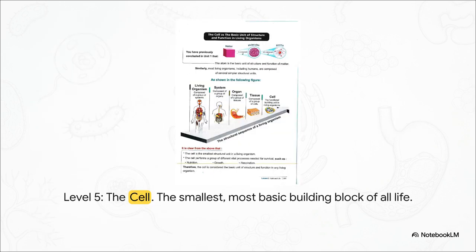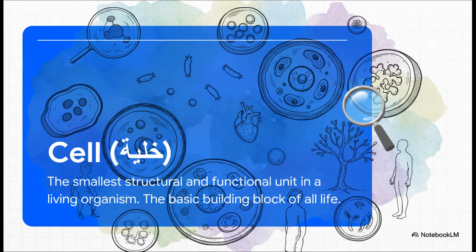And here we go for our final zoom. When we look inside a single tissue, we finally find it, the most basic, the most important, the smallest possible building block of all life. We've made it to the cell. So what exactly is a cell? Well, a cell, or Khaliya, is the smallest tiny thing that is actually alive. Everything that lives is made of them. You can think of them like tiny little bricks, and when you put them all together, you build something amazing, like a person or a plant.